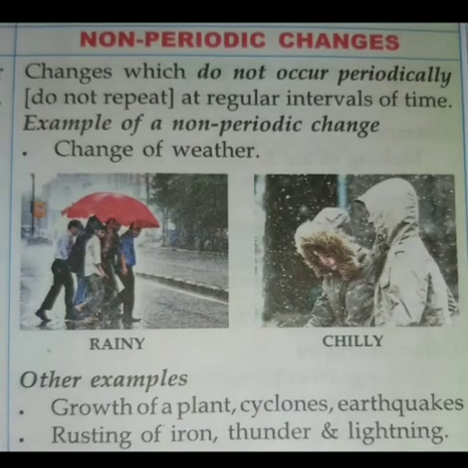Next we discuss non-periodic changes. Non-periodic changes means the changes which do not occur periodically, that means they do not occur at a fixed interval of time. So suddenly rain will come. Or growth of a plant, cyclone, earthquakes, volcanic eruption. These are non-periodic changes. Or headache, coughing, sneezing, fever. These are examples of non-periodic changes. That means they do not come at a fixed interval of time. Today you have fever, tomorrow you have no fever. That means it is a non-periodic change.